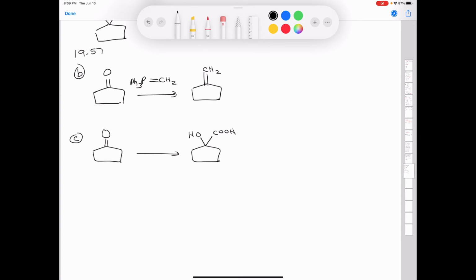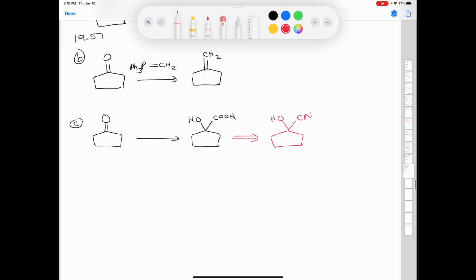All right, the next one, I want to have a carbon that has a hydroxyl and a carboxyl group attached to it. And I know that in terms of retrosynthesis, I would have to make that from a cyanohydrin, wouldn't I? I'd have to have a hydroxyl and a cyano group, and that I can just convert to the carboxyl group with acid. So how do I make the cyanohydrin?